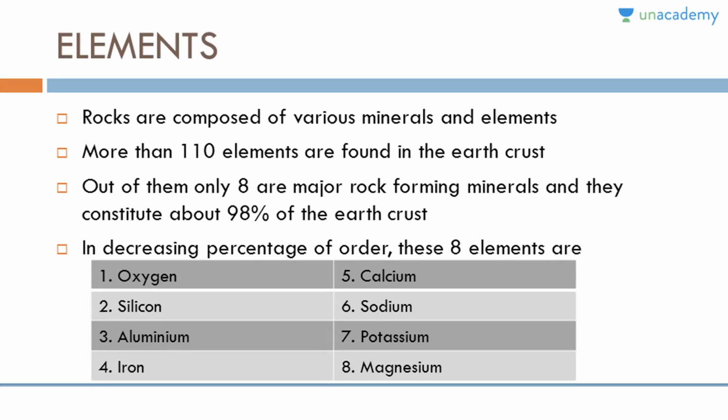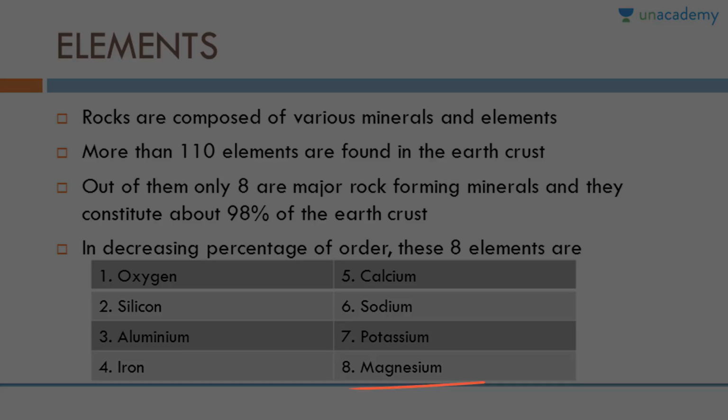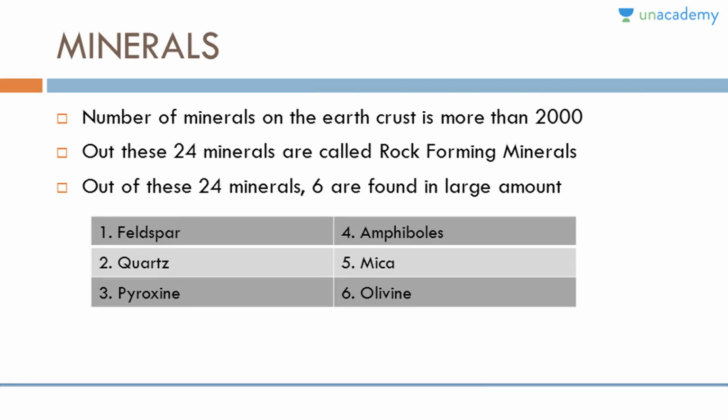Rocks are composed of various minerals and elements. There are more than 100 elements found in the Earth's crust, and out of them only 8 are major rock forming elements, and they constitute about 98% of the Earth's crust. In decreasing order of percentage, these elements are oxygen, silicon, aluminium, iron, calcium, sodium, potassium and magnesium. The number of minerals found in the Earth's crust is more than 2000, and out of these, 24 minerals are called rock forming minerals.